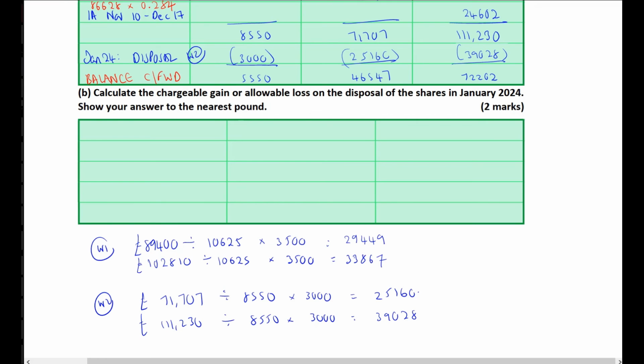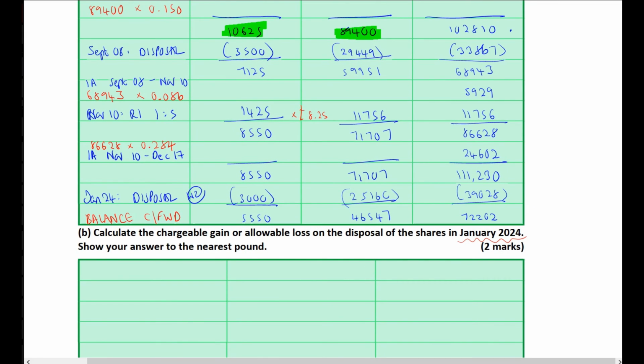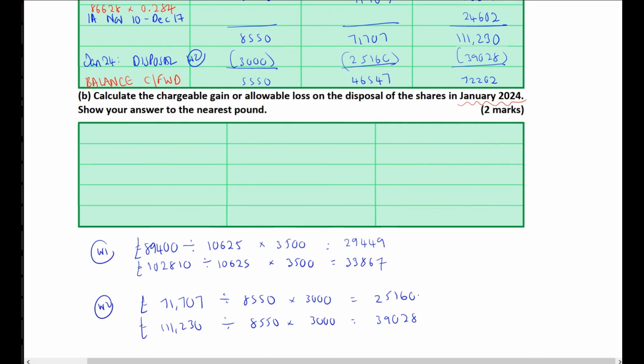Part B of the question goes on to say then, can you calculate the gain or the loss, if there is one, on the disposal of the shares that happened in January 2024? There was another disposal way back here, we dealt with it, we removed the shares from the pool. We're not asked for the gain on that one, we're asked for the gain on this one. So only the January 2024 disposal for us to have to think about here.